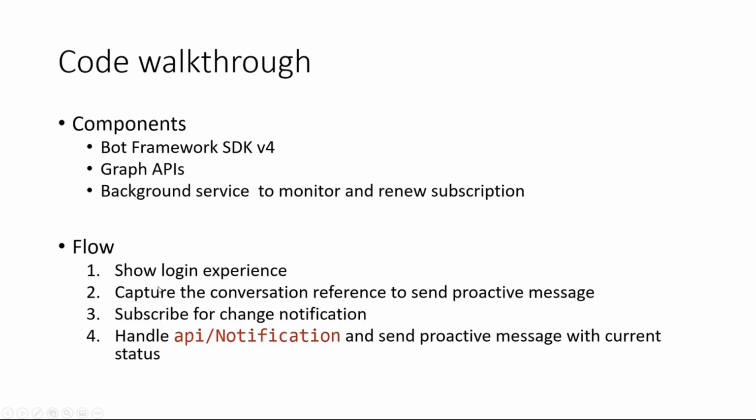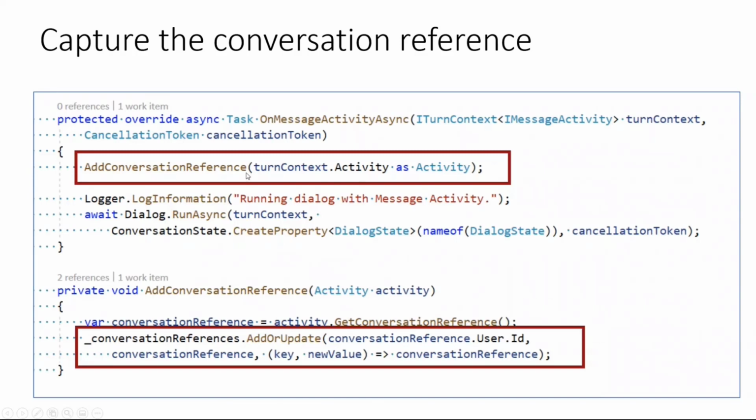And flow-wise, we have seen the login experience. Then, code-wise, we capture the conversation reference. We subscribe for the change notification and the actual notifications are handled at the api/notifications endpoint. So let's get into the specifics. This is the first one, where whenever we get a first message, we are just storing the conversation reference. And this is happening in memory just for demo purposes.